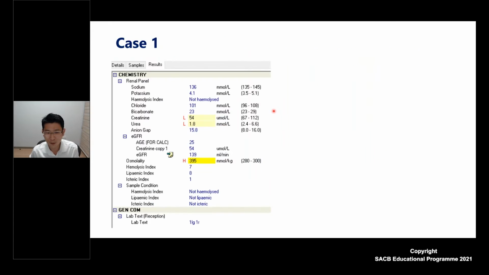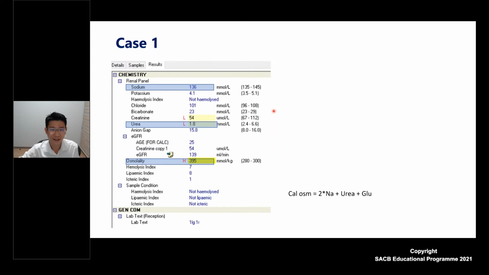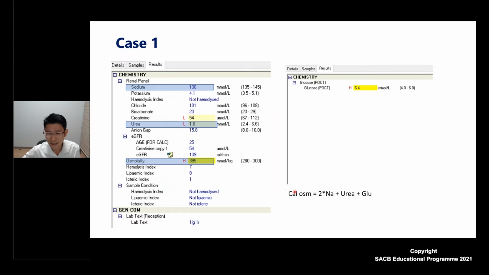So we can go to one of these questions. Take a look at 2 times sodium plus urea plus glucose. 2 times sodium is 136, then your urea is 1.8, and our glucose is 6.4. So it's 280. But our measured osmolality is 395. So 395 minus 280 is 115. There's a very big gap. So what happens to this very big gap? Is it instrument error or not?